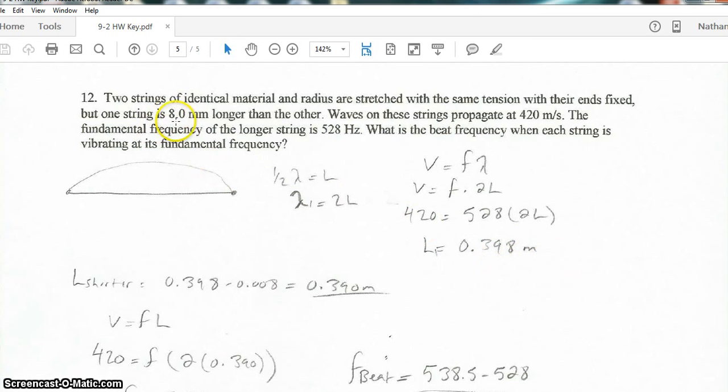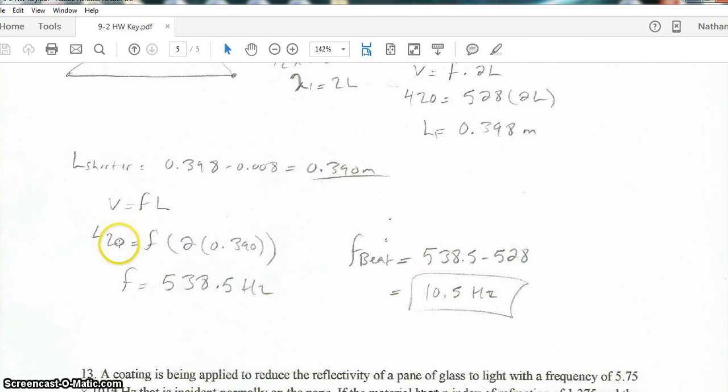So since the shorter string is 8 millimeters shorter, so in other words 0.008 meters shorter, then I can find the length of the shorter string. And again, the significance here is they both have the same velocity. So once I find the length of the shorter string, I just plug my 2 back in there, and I find the fundamental frequency of that string as well. And then to find the frequency of the beat, I just simply find the difference between the two. Right? So all I did here was I found the difference between my 2.